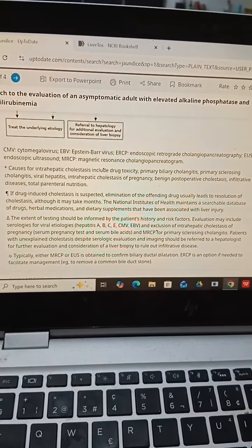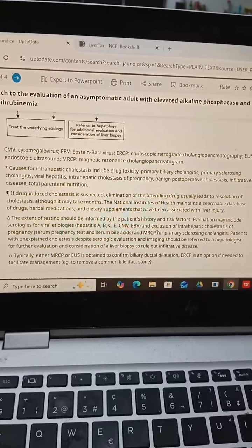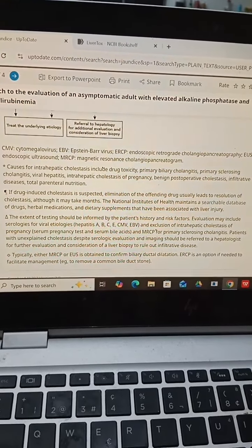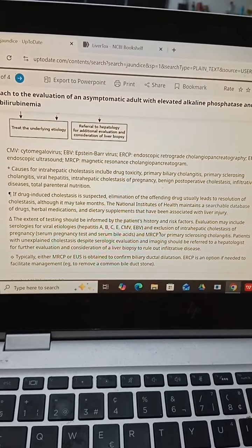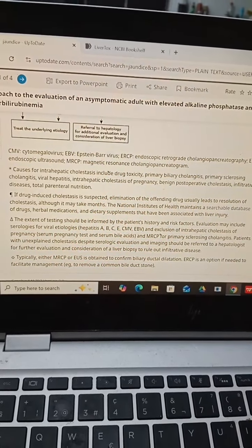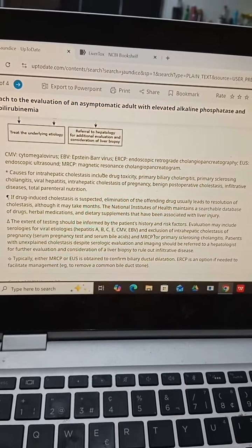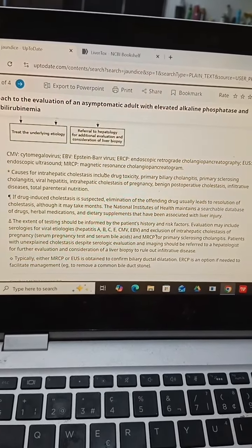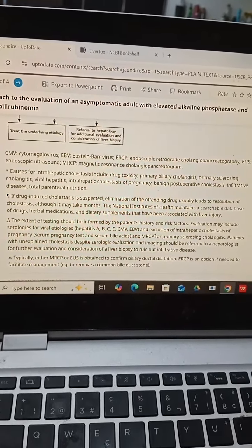Now, if you see the patient having risk factors for hepatitis B, C, then you go for serologies for viral etiologies like hepatitis B, C, A, E, cytomegalovirus, and EBV, and also exclusion of intrahepatic cholestasis of pregnancy by doing a serum pregnancy test and serum bile acids, and also perform MRCP for primary sclerosing cholangitis.